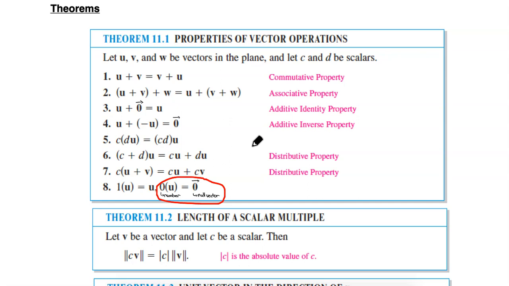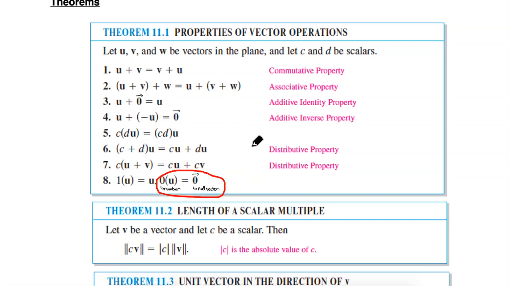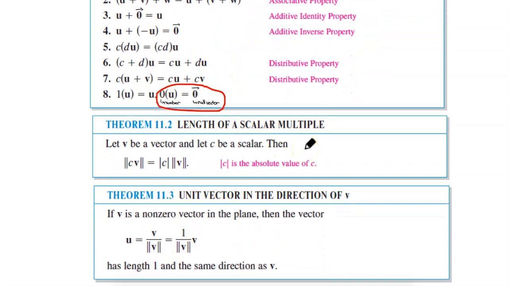Numbers are also called scalars, by the way. So the magnitude of a vector, if you multiply a vector by a certain number, then the magnitude is also going to be multiplied by that value. And notice that we always take the absolute value of the factor c, because a magnitude is always a positive value.